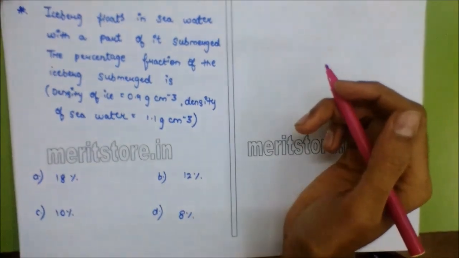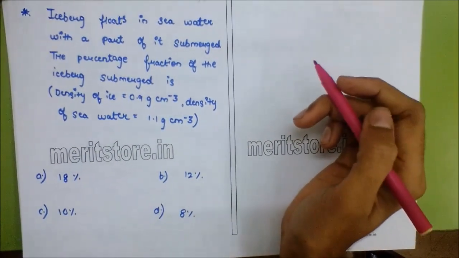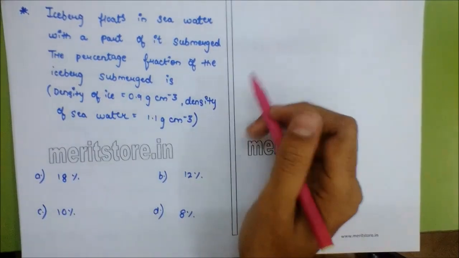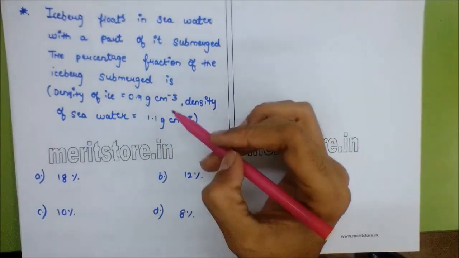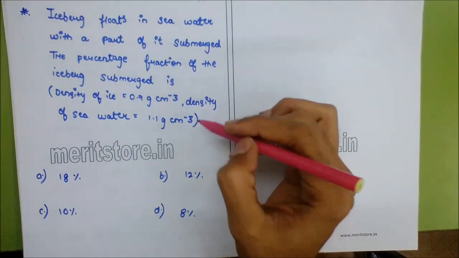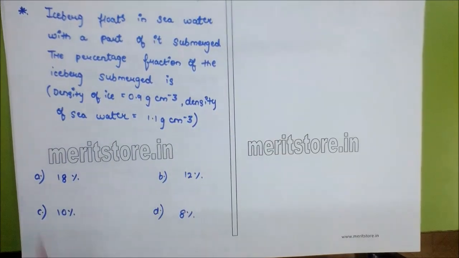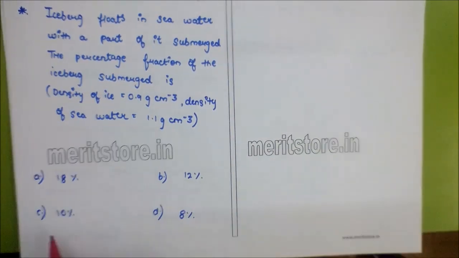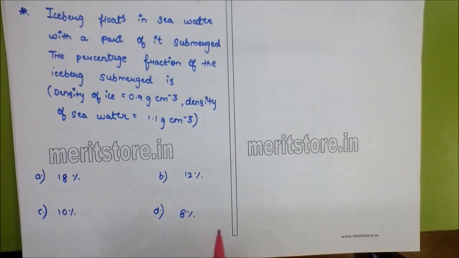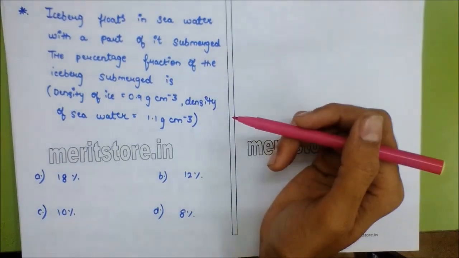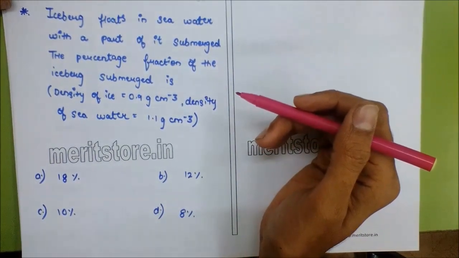Okay, an iceberg floats in seawater with a part of it submerged. The percentage fraction of the iceberg submerged is, we have been given the density of ice 0.9 gram per centimeter cube, density of the seawater 1.1 gram per centimeter cube, and the options are 18%, 12%, 10% and 8%. We have to find out the percentage fraction of the iceberg submerged inside the seawater.